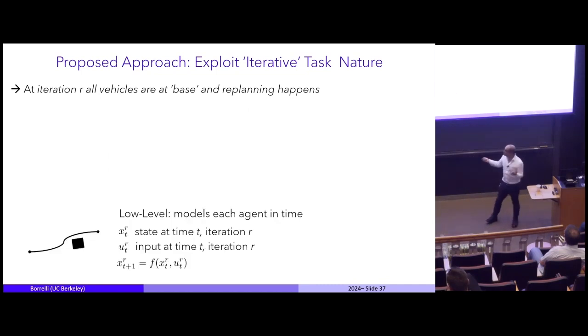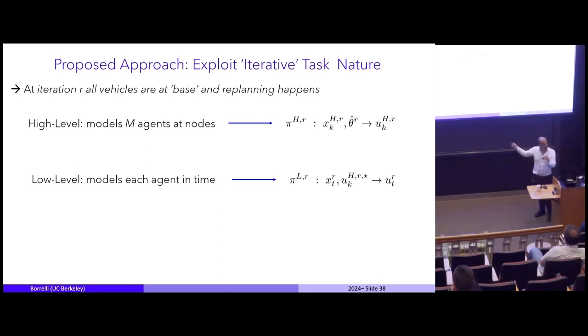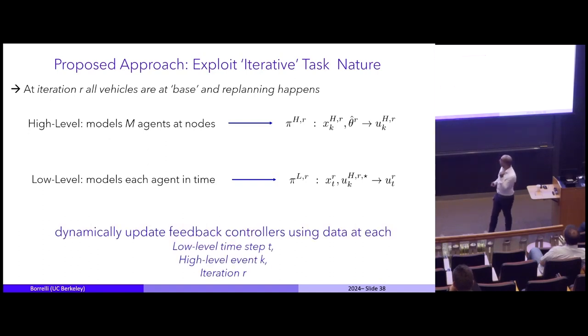Okay? Similar for the low level, you're executing a path planner, the motion from node I to node J. So R will be the state at that iteration at that time step. Okay? So the policies now are, at the high level, your task assignment. Remember, your sequence of tasks depends on your best estimate of energy at iteration R. At low level, the agents use historical data to update their motion planner. So, summary, we dynamically update the low level at every time step, the high level at every event, and the data at every iteration.